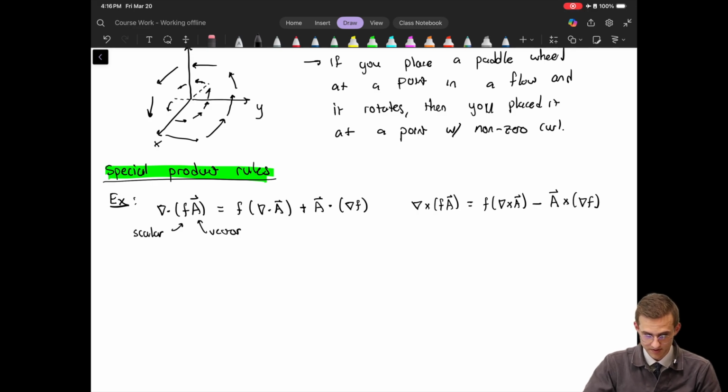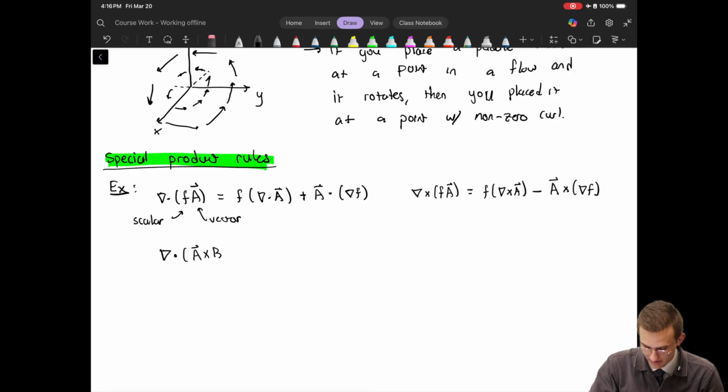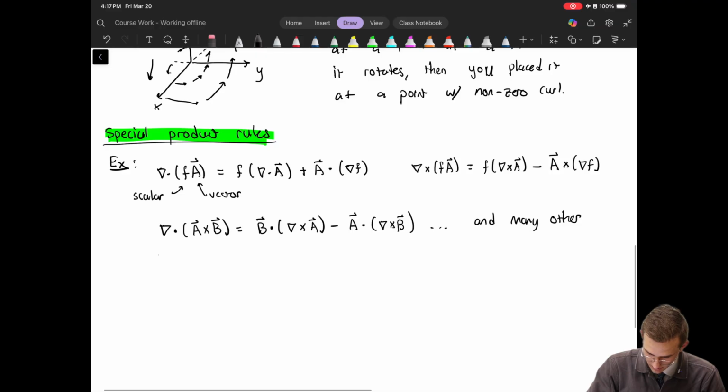Now it can get more complicated. You can have this rule where you take the divergence of a cross b, where a and b are both spatially dependent. In that case, you get b dotted with the curl of a, minus a dotted with the curl of b. And there are several other gradient operator product rules.